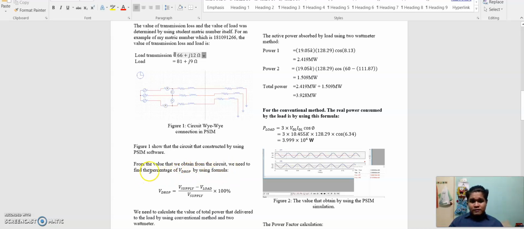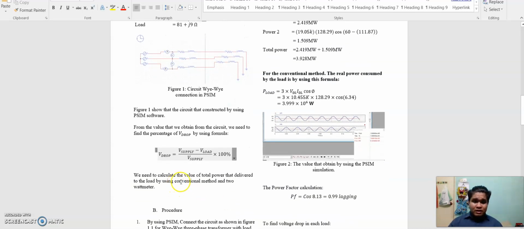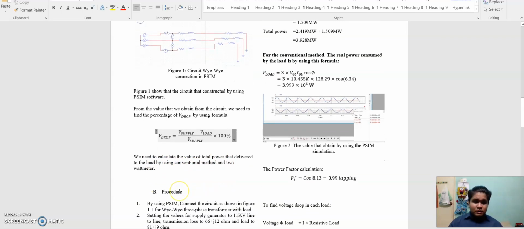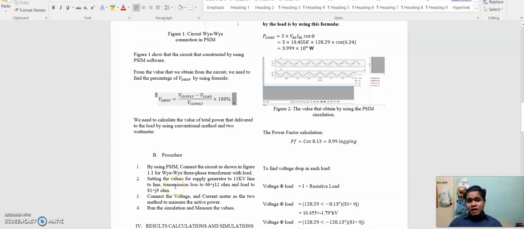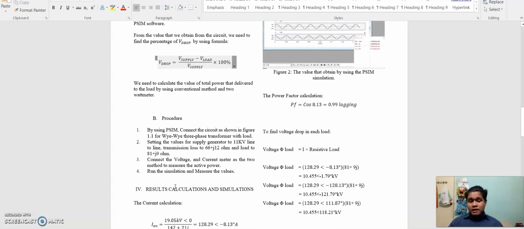We need to find the percentage V drop. So we are using the formula: V drop equals V supply minus V load over V supply times 100. This is used for the calculation. So we will calculate the total power delivered to the load by using the conventional method and the 2 wattmeter method. And then this is the procedure that I follow for the simulation and the calculation.